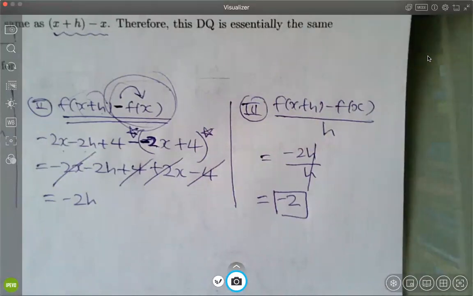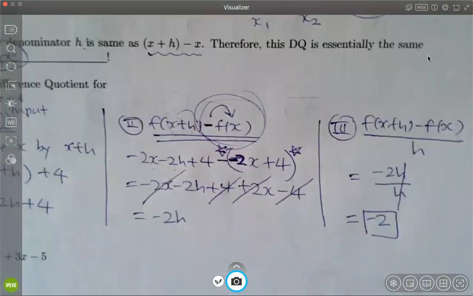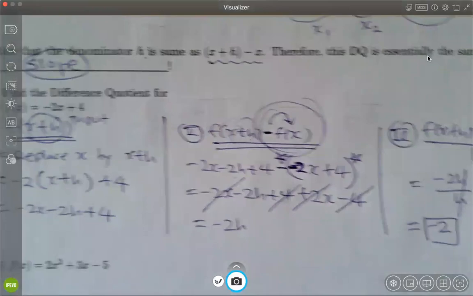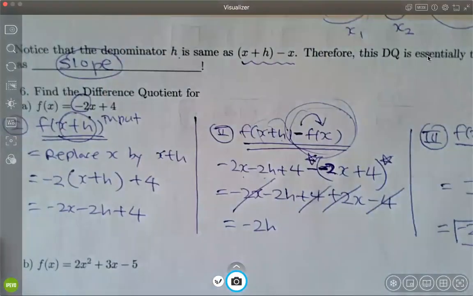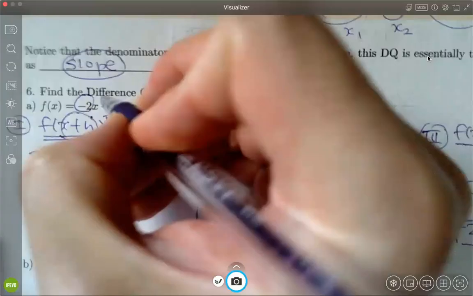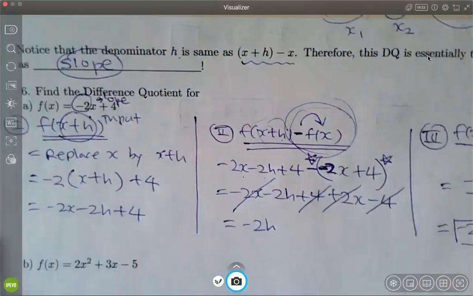And now, going back to the original function, what does -2 represent? The number in front of x, right? And if you remember from your previous math classes, I believe, that is the same thing as the slope, right? Because it's the m, right? Okay?